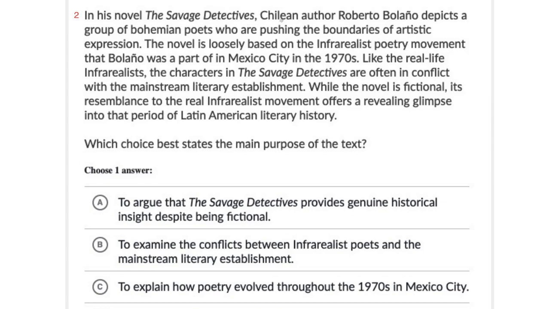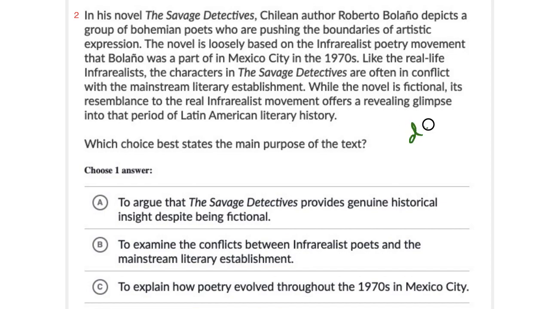In his novel, The Savage Detectives, Chilean author Roberto Bolaño depicts a group of bohemian poets, so bohemian, sort of artsy, countercultural poets who are pushing the boundaries of artistic expression. The novel is loosely based on the infrarealist poetry movement, and that's certainly not a word anyone would be expected to know, infrarealist poetry movement, that Bolaño was a part of in Mexico City in the 1970s. Like the real-life infrarealists, the characters in The Savage Detectives are often in conflict with the mainstream literary establishment. While the novel is fictional, its resemblance to the real movement offers a revealing glimpse into that period.